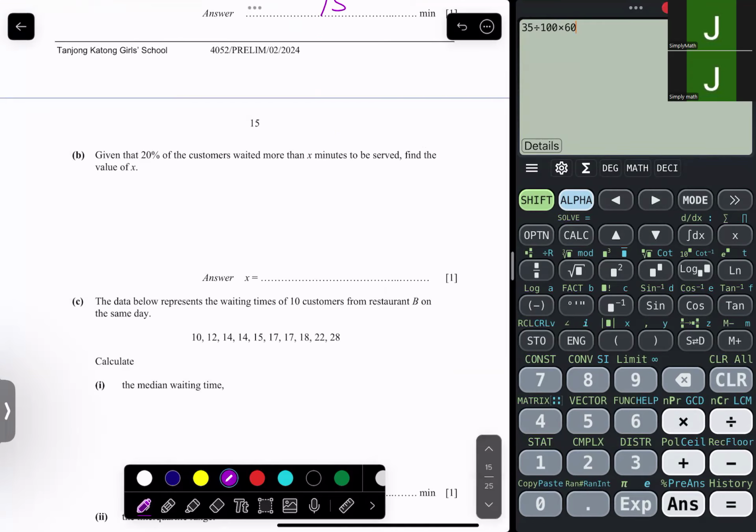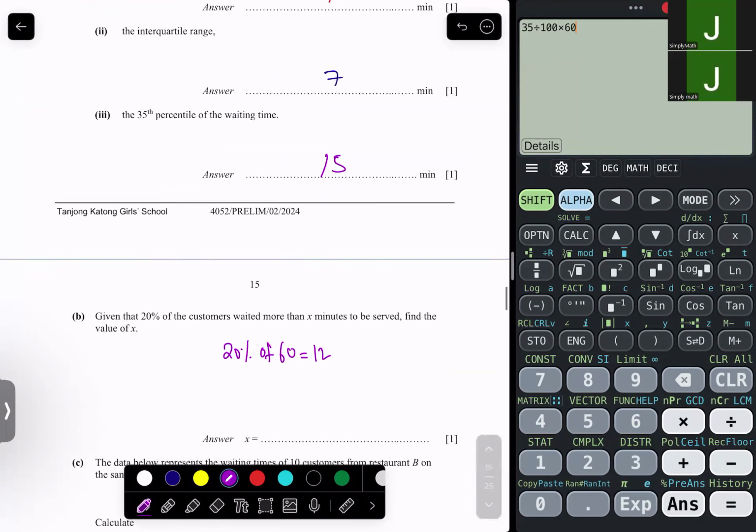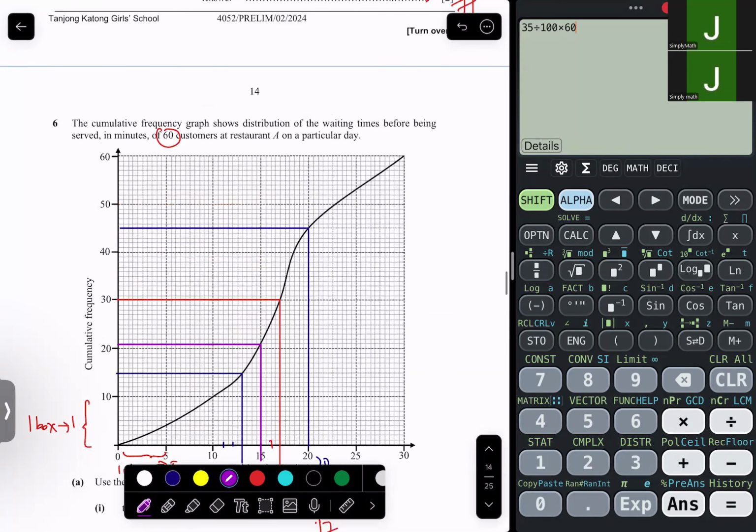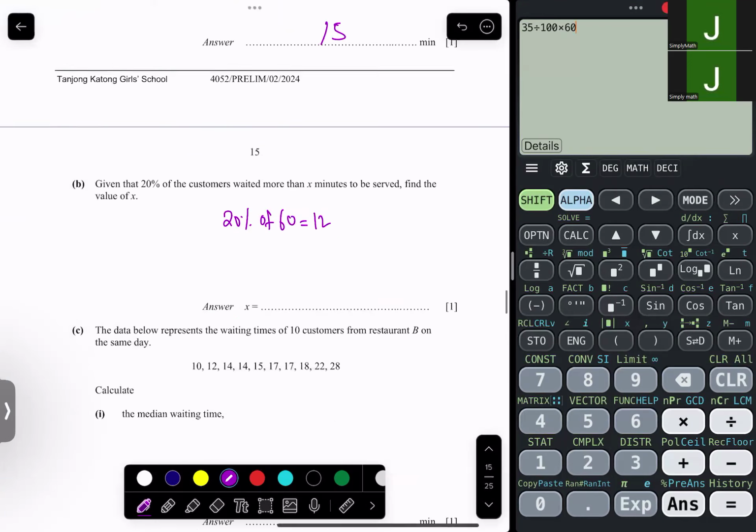Given that 20% of the customers waited more than X minutes to be served, find the value of X. So 20% of 60 equals 12. But for this 12, we have to count backwards. Backwards 12, so meaning 60 minus 12, 48. So 48 is over here. This will be 21.5.